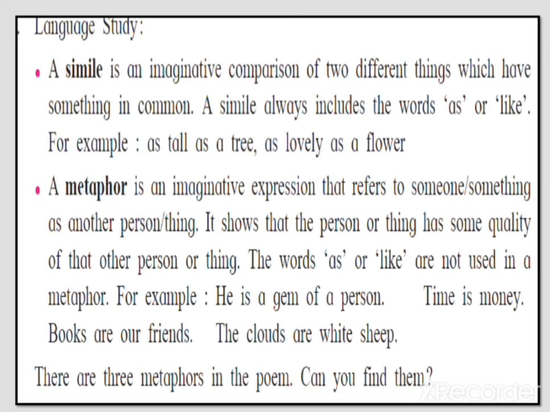But are the words 'like' or 'as' used in this sentence? No. But here he is a gem of a person. Here he is compared with a gem. The comparison is between he and gem, but for that direct comparison, the words 'as' or 'like' are not used in this sentence.